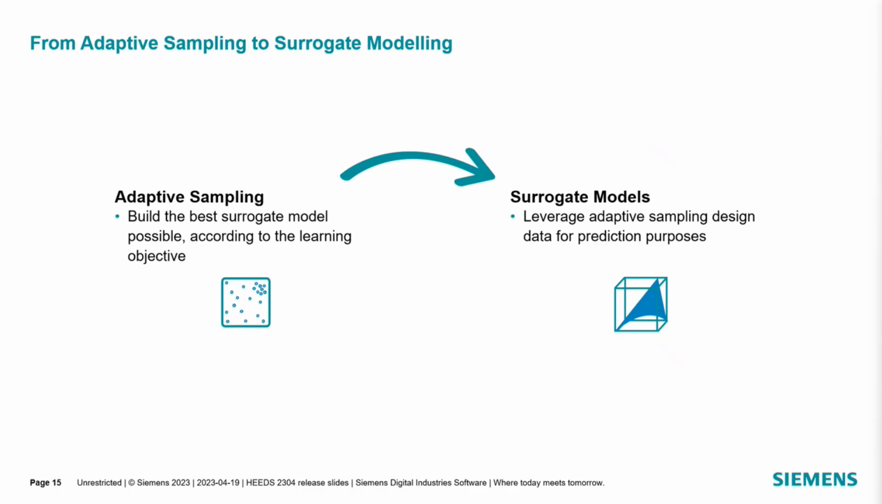So two different concepts: adaptive sampling builds the best surrogate model possible according to the learning objective, and whilst doing so, you'll be creating your design data that you can then use towards surrogate modeling itself or other surrogate modeling capabilities, perhaps even SimCenter ROM Builder. And those are the two sort of conjoined scenarios that we see a lot of our customers beginning to use these days.